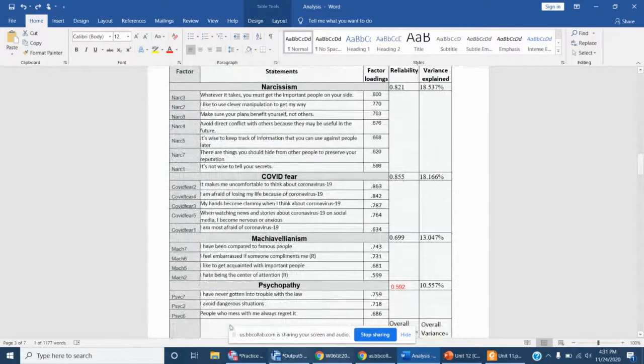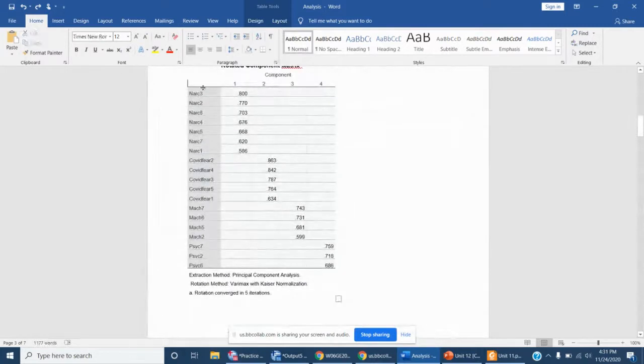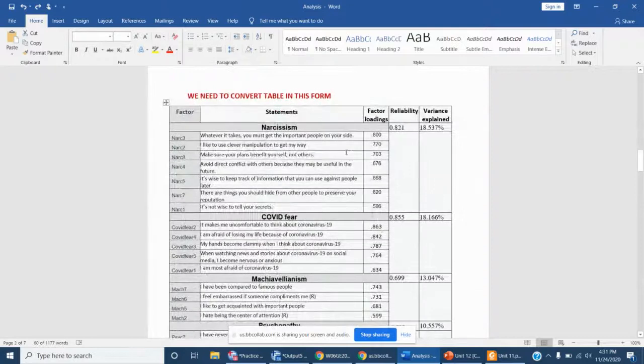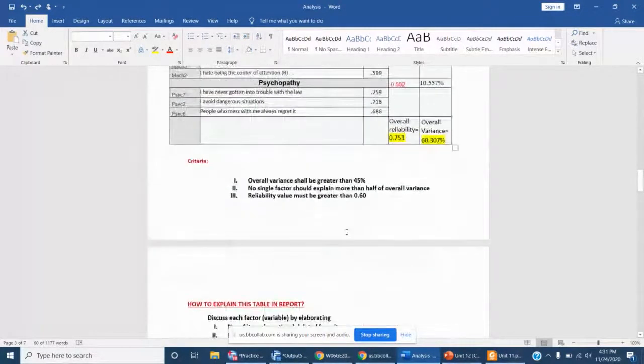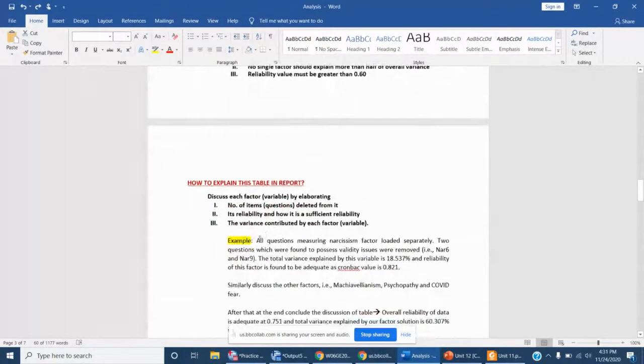So you need to construct this table, and you need to report this table. We don't need this table. Okay, so you don't need this table in your analysis. We need this particular table in our analysis. Okay, so how to explain this table in your report? I had just given an example. You need to interpret this table like this.